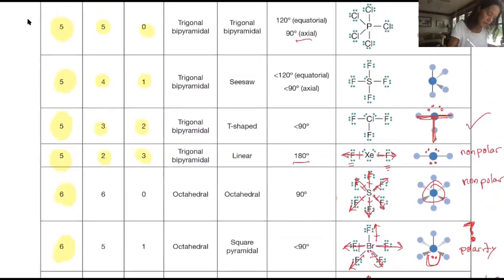Now, this right here is most definitely going to be a polar shape, okay? And you should see that. You should see that these dipoles cancel, these dipoles cancel. There is nothing here to cancel this dipole right here. Once again, the negative charge non-bonding pairs do not cancel the dipole. They don't cancel the dipole, okay?